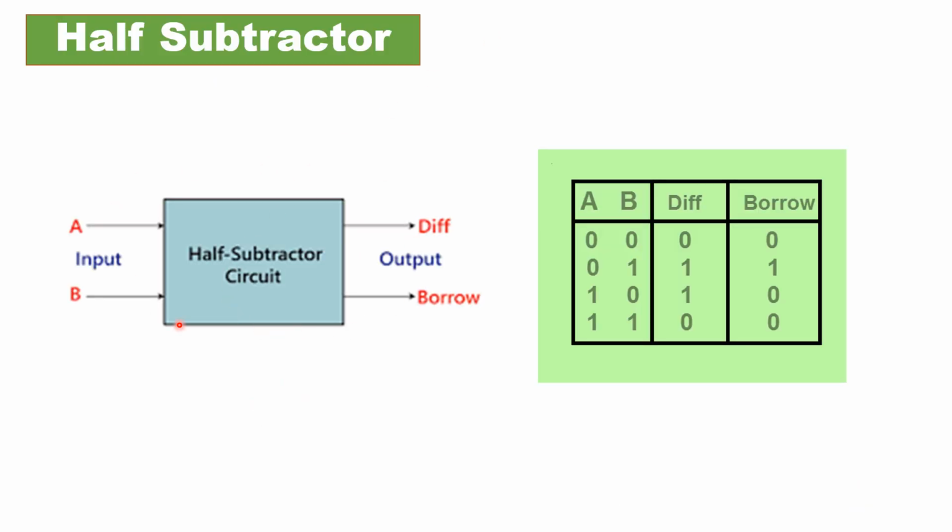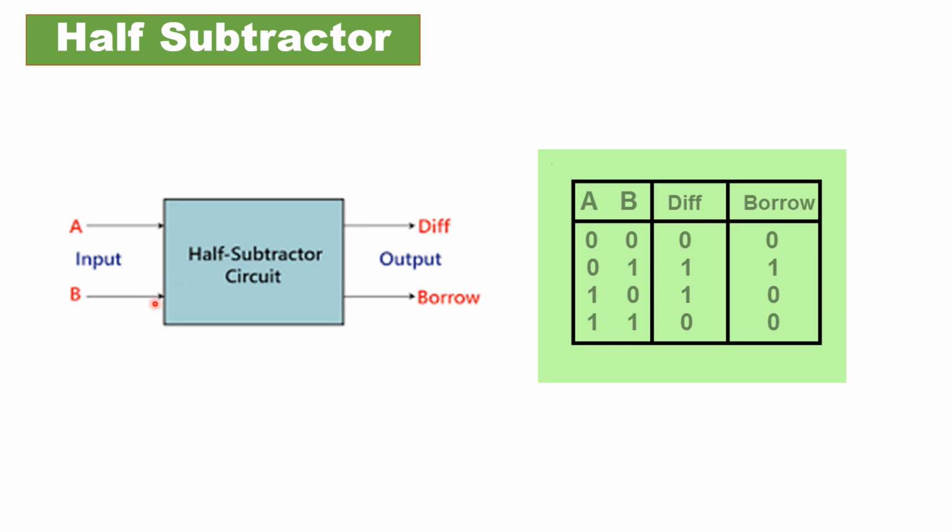A half subtractor is a combinational logic circuit used to perform subtraction of two single bit binary numbers. It has two inputs and two outputs. The inputs represent the minuend and subtrahend, while the outputs represent the difference and borrow.